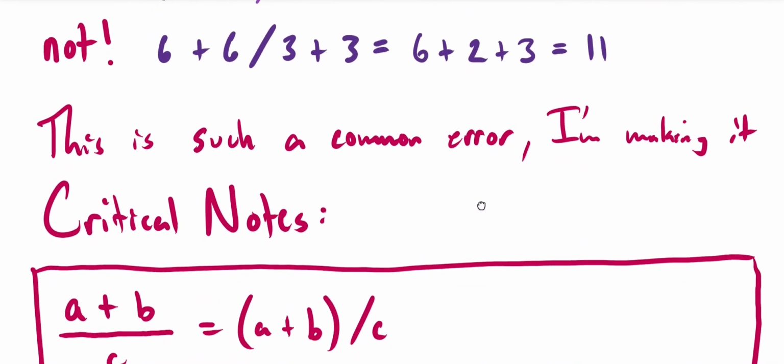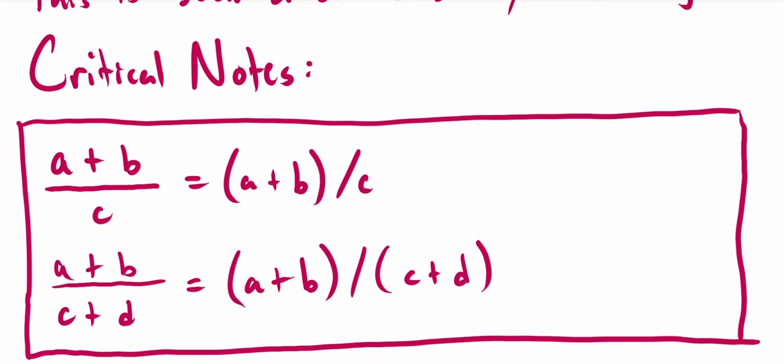This is such a common error, I'm making it part of your critical notes. So copy this down into your critical notes. When you have addition or subtraction even in the numerator or denominator, you need to put parentheses around those things.